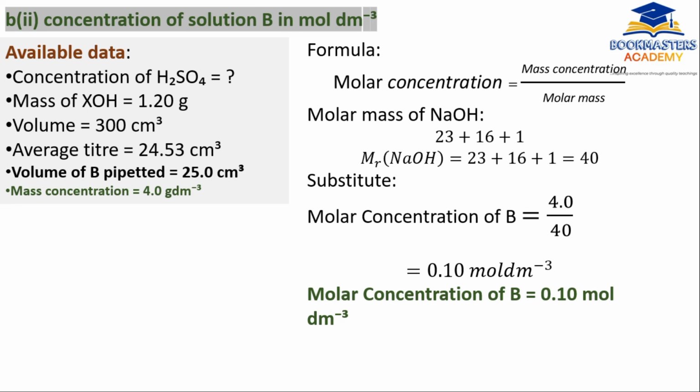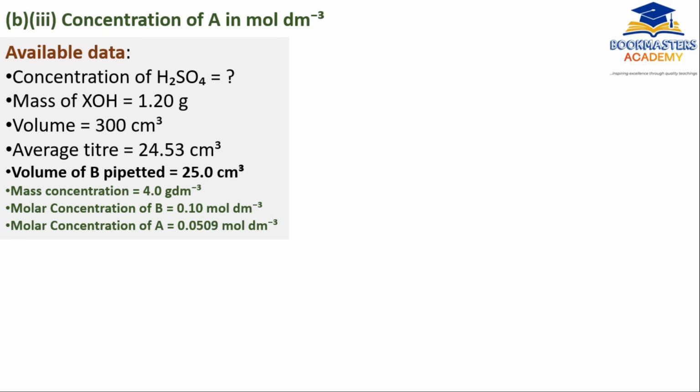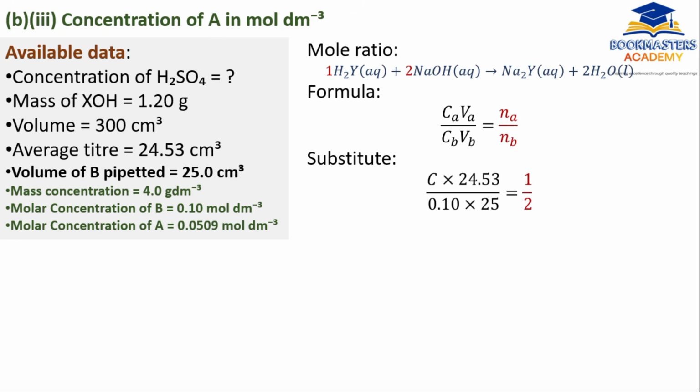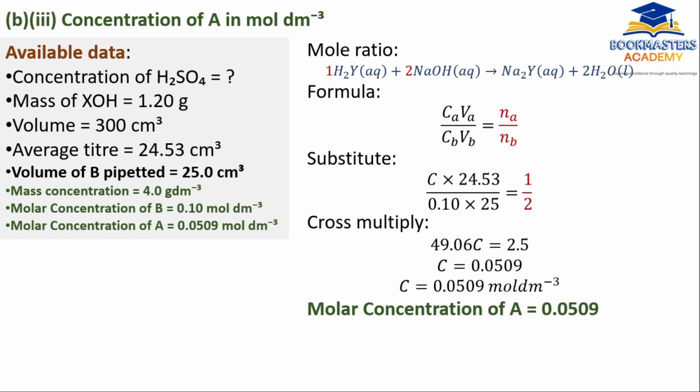So let's move. If you put all the parameters right, you get 0.1 mole per dm³. Next question. Concentration of A in moles per dm³, and this is the right spot to use your CAVA over CBVB equals NA over NB, because you now have your CB and you are looking for your CA. And look at it, you have NA from the equation of reaction as 1, and you have your NB as 2. And when you put correctly, you have the molar concentration of your acid.